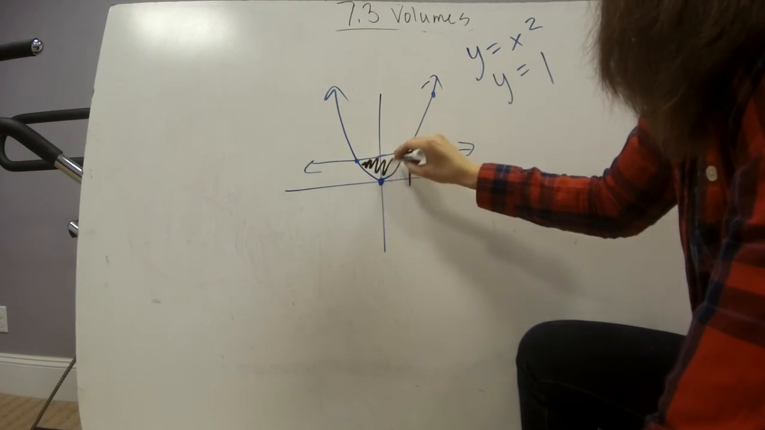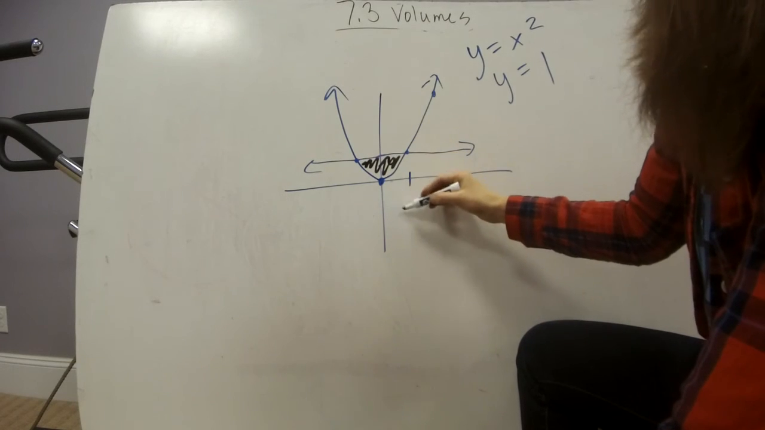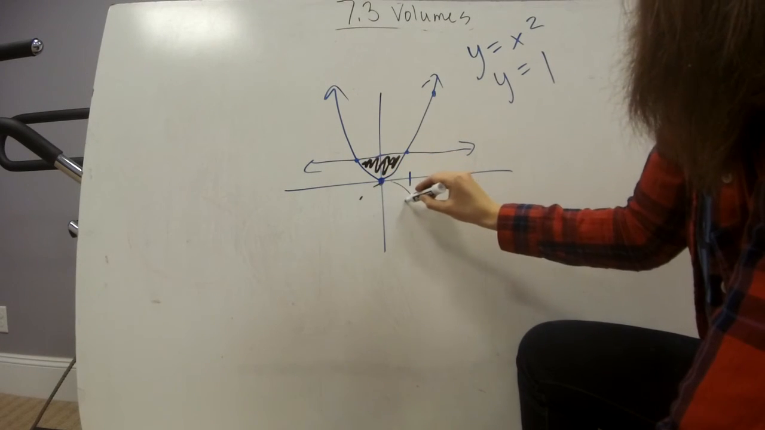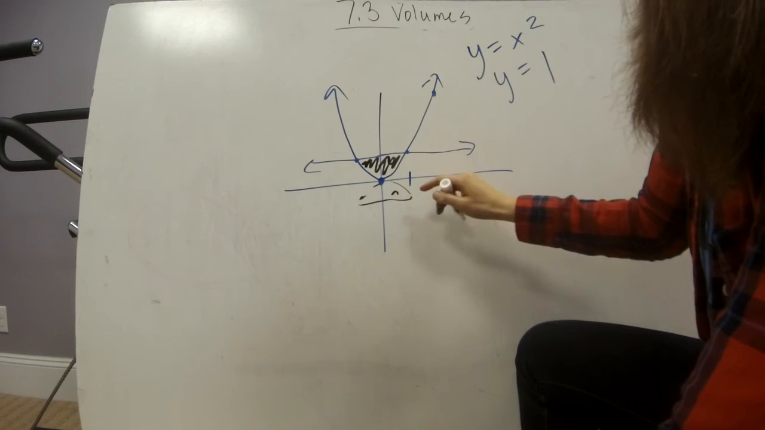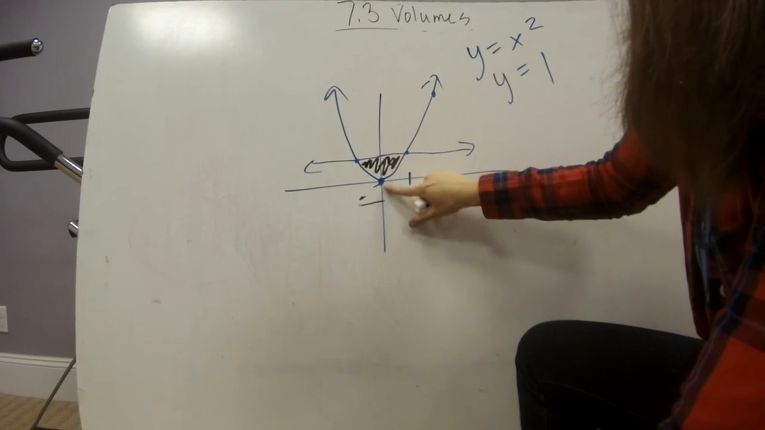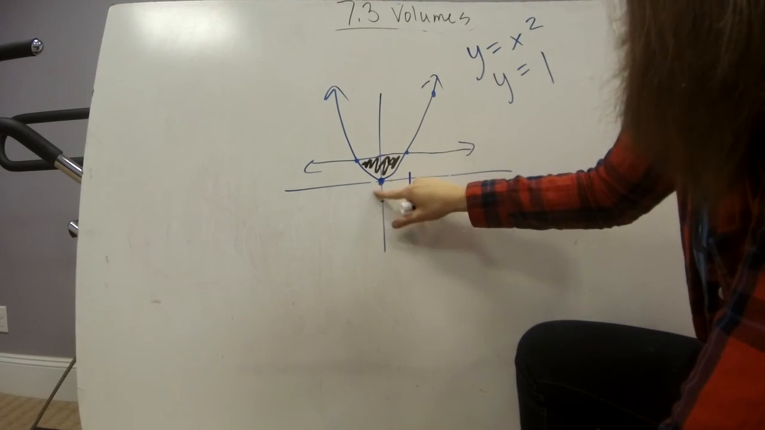And I'll shade this in. Now if we're going about the x-axis, a good thing to notice is we'd be doing the washer method, right? We have pi r squared minus pi r squared, because that would be that. But here's where it gets crazy.